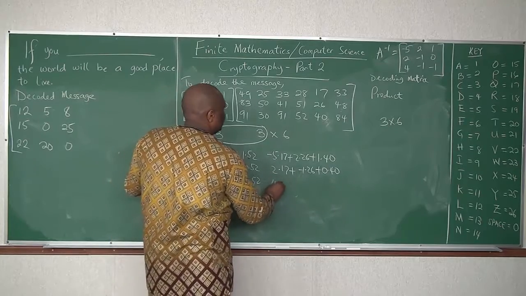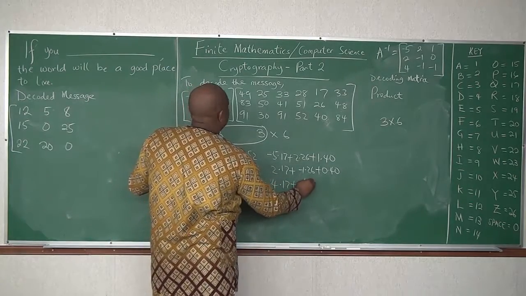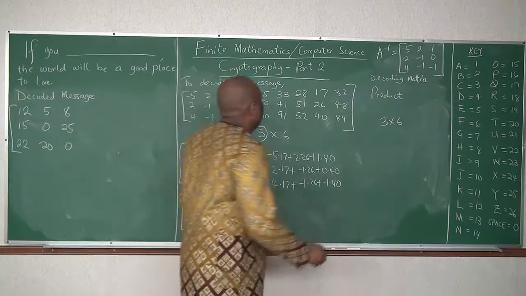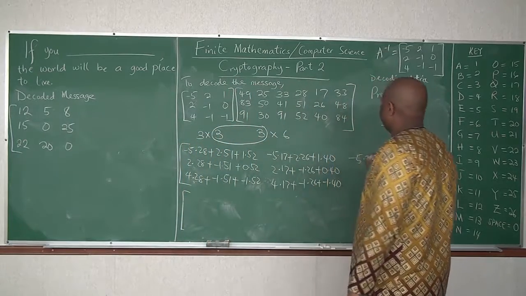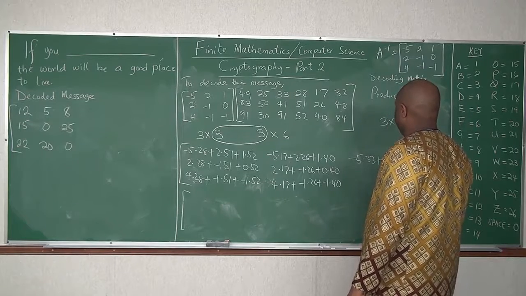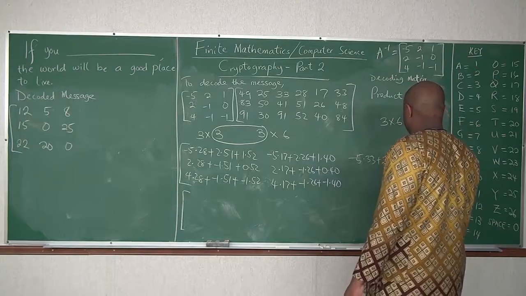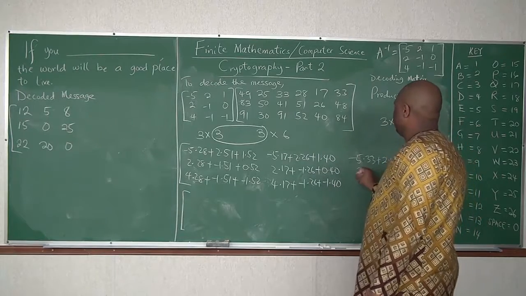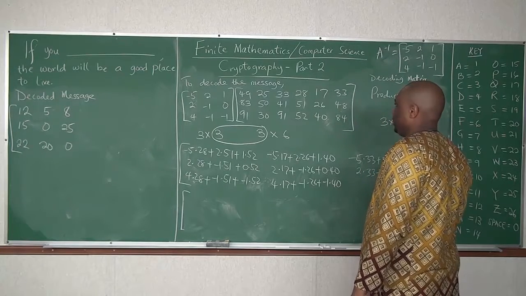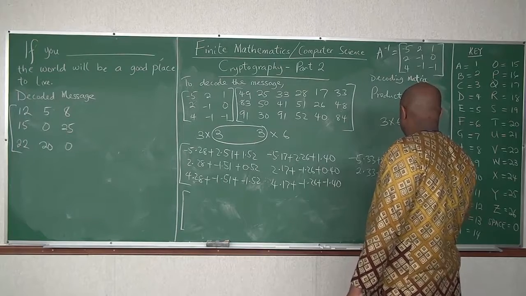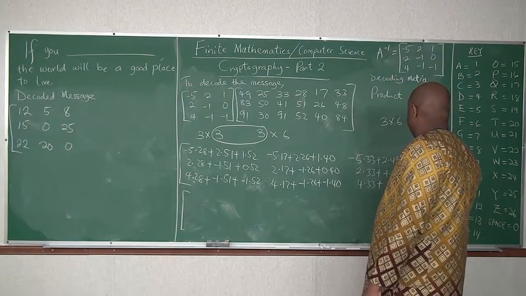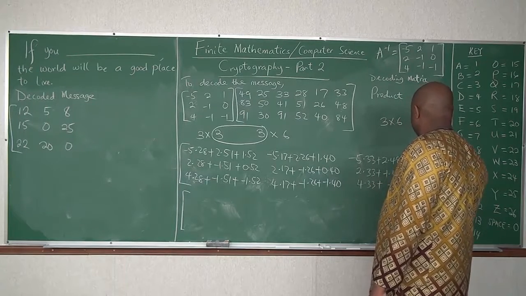Then this will be 4 times 17 plus negative 1 times 26 plus negative 1 times 40. Next one, negative 5 times 33 plus 2 times 48 plus 1 times 84. Then 2 times 33 plus negative 1 times 48 plus 0 times 84. 4 times 33 plus negative 1 times 48 plus negative 1 times 84.